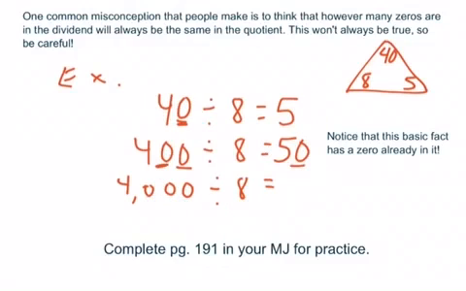So hopefully you see that, and you could see this would be this. It certainly wouldn't make sense to say, oh, there are 3 zeros here, so it must be 5,000. 4,000 divided by 8 wouldn't be 5,000. That doesn't make logical sense. So make sure you always have your logic going when you're working on math as well. Here's that misconception. Okay? Now, you're going to complete page 191 in your math journal for practice.